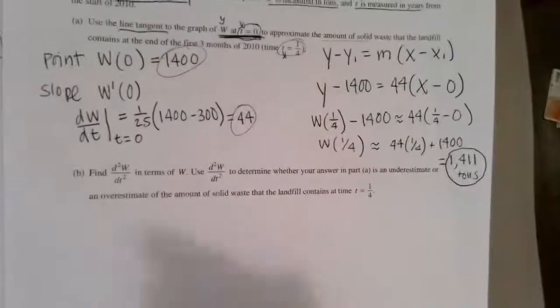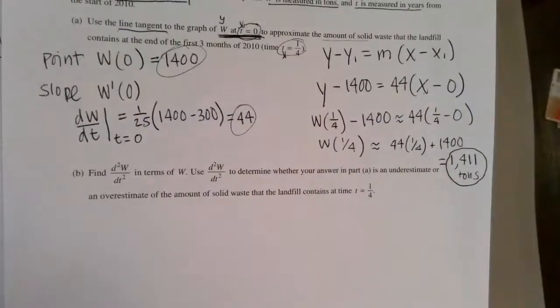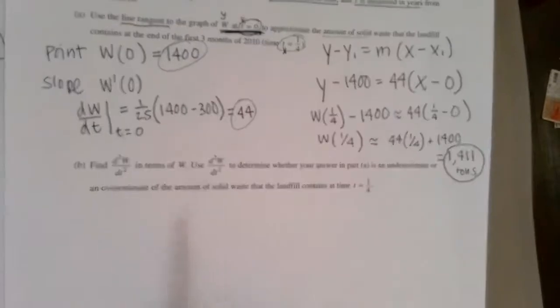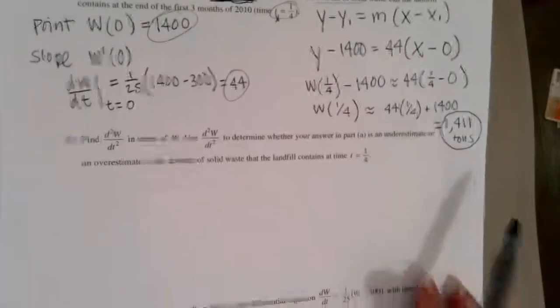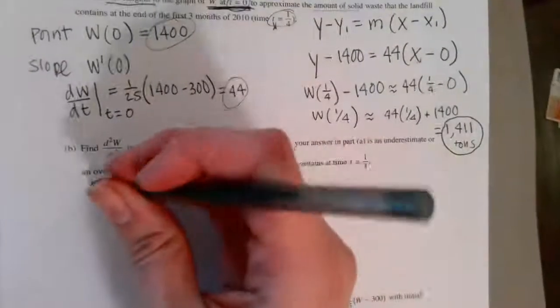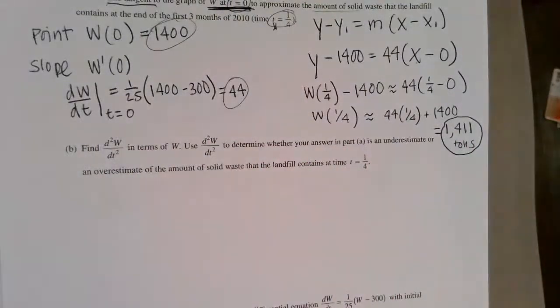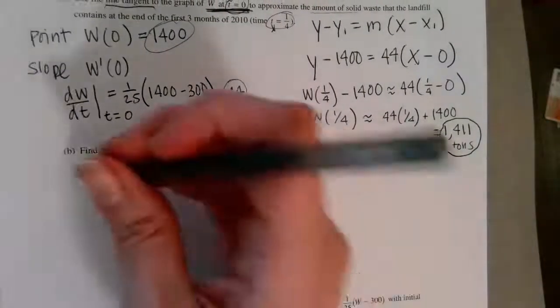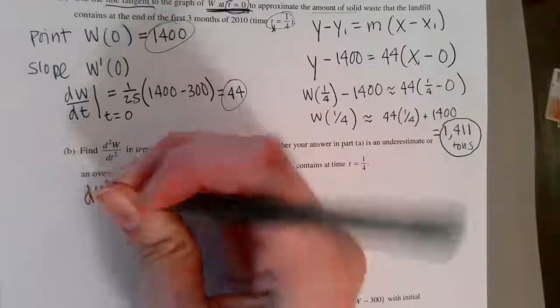Part B: find the second derivative in terms of W. Use that second derivative to determine whether your answer in Part A is an under or overestimate of the amount of solid waste that the landfill contains at time 1/4. Okay, we've done this type already. At this point, you could try to pause the video and solve this on your own, but I will go over it here.